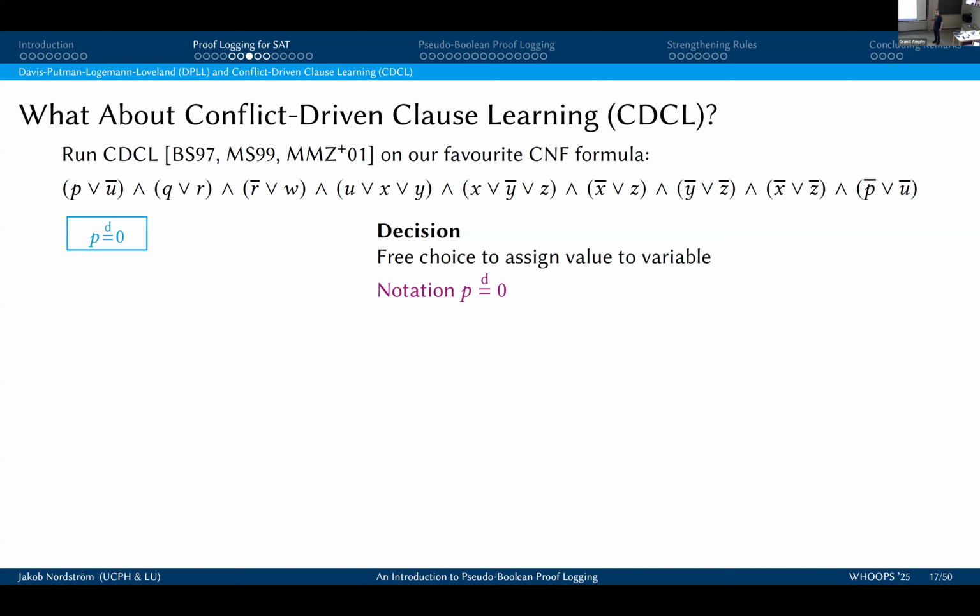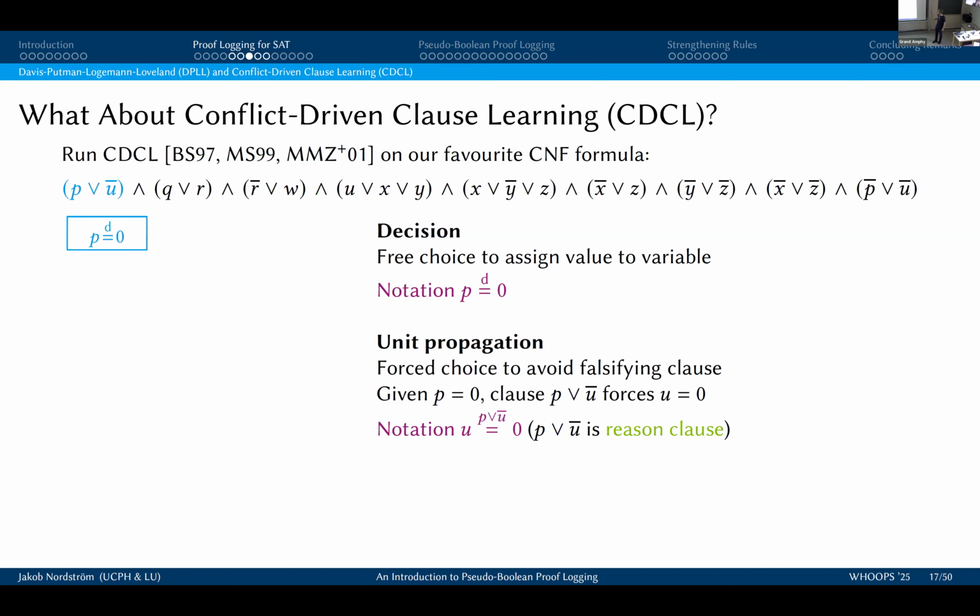Whenever the solver has made a decision, it will try to propagate. It looks if there are any forced assignments by unit propagation. Here in this case, if P is false, then the first clause will propagate that U is also false.